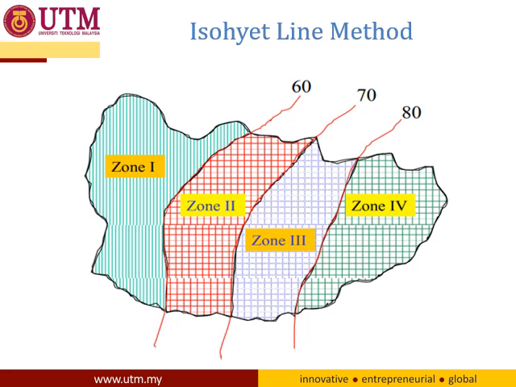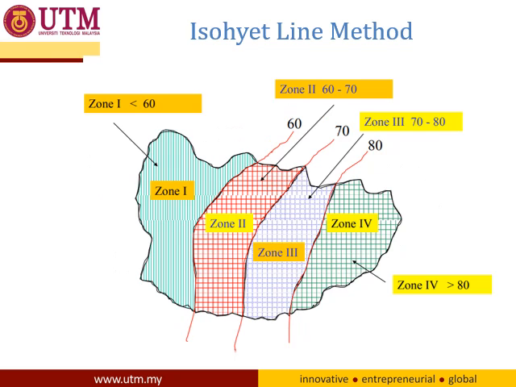Okay, so here is a cleaner visualization of the zones and the areas. So we have the area of zone 1, area of zone 2, zone 3, and zone 4. So we need to assign the rainfall depth for zone 1, the rainfall depth for zone 2, the rainfall depth for zone 3, and the rainfall depth for zone 4.